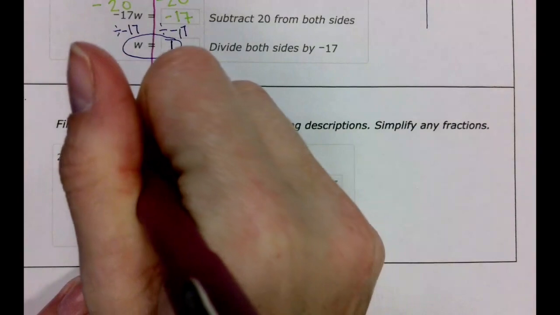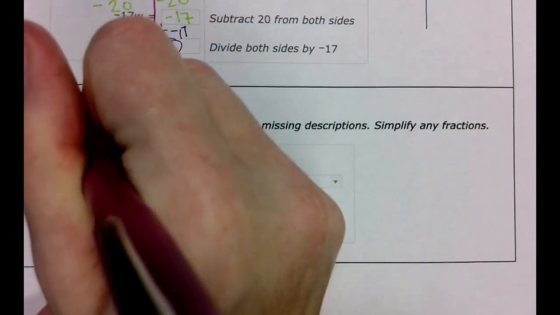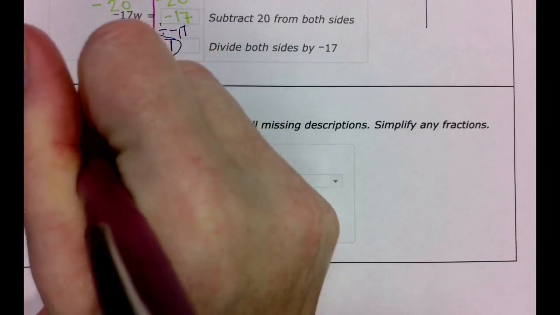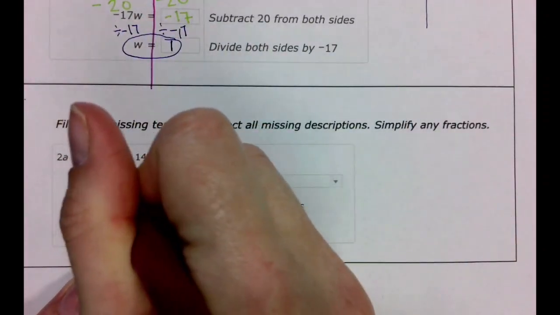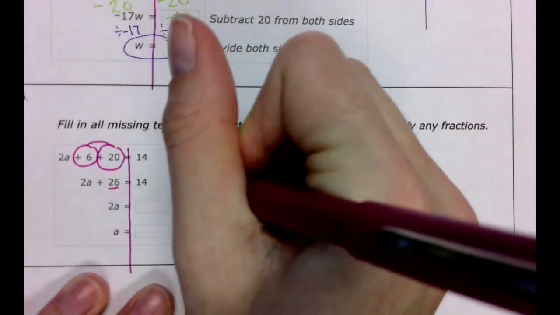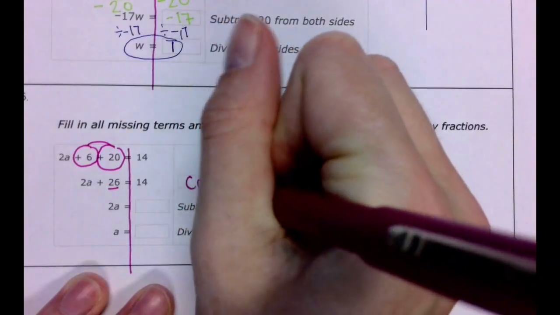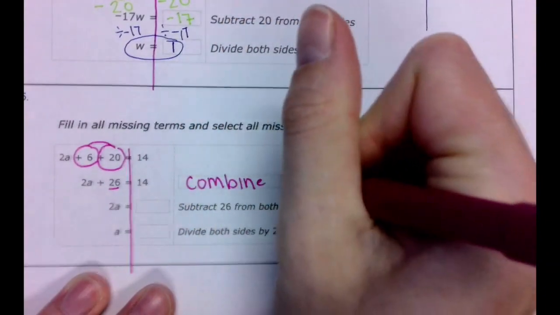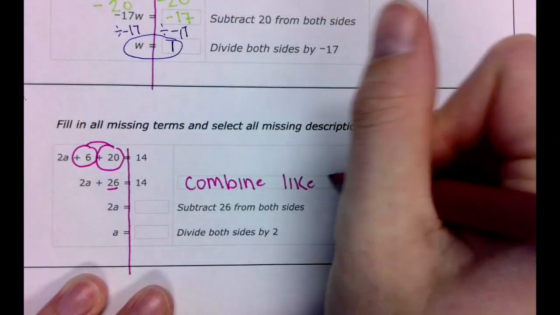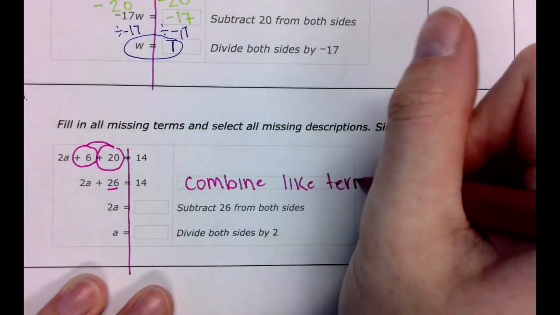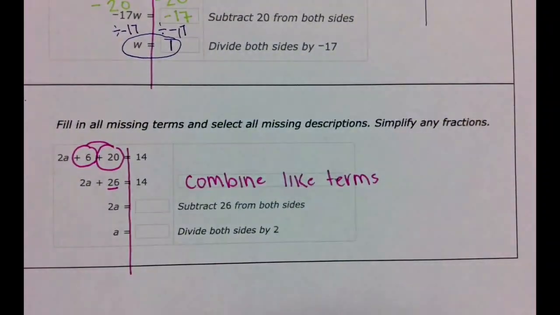Welcome back. We should have drawn our line. We should have said these, right, put together. That gave us the 26. So that is called combine like terms. Then they want us to subtract 26 from both sides.